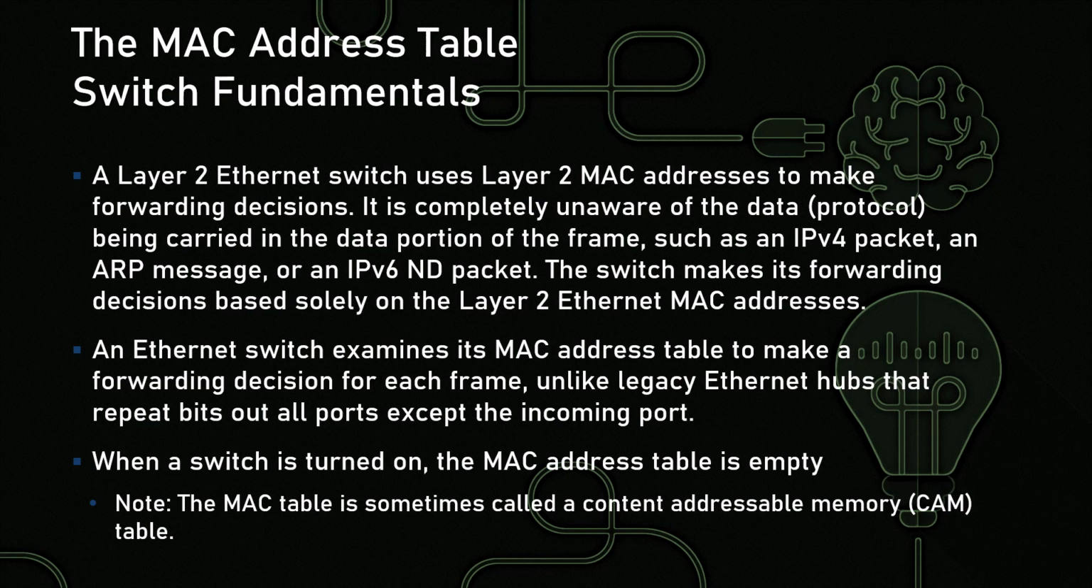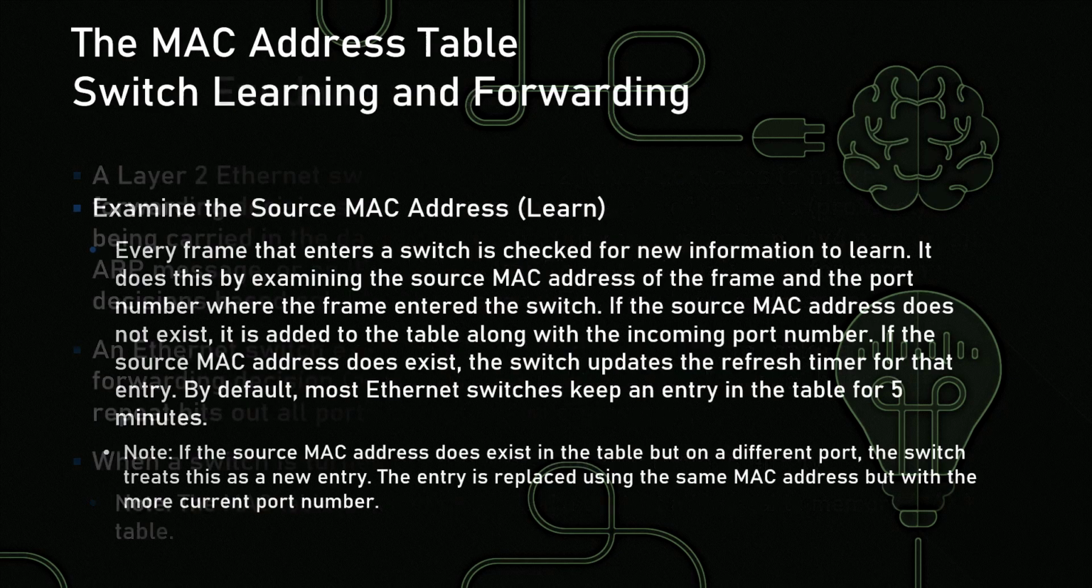Now, when a switch is turned on, the MAC address table is empty. There's another term we may occasionally use called a content addressable memory table, or a CAM table. So don't be surprised if you see that. That's not a typo. It's just another term for the same thing. So let's go through the learning process here. Every frame that enters a switch is checked for new information to learn. It does this by examining the source MAC of the frame, as well as the port number where the frame entered the switch. If the source MAC does not exist, it gets added to the table along with the incoming port number, so that says which port is connected where.